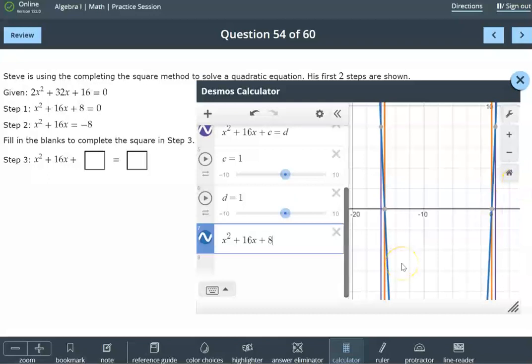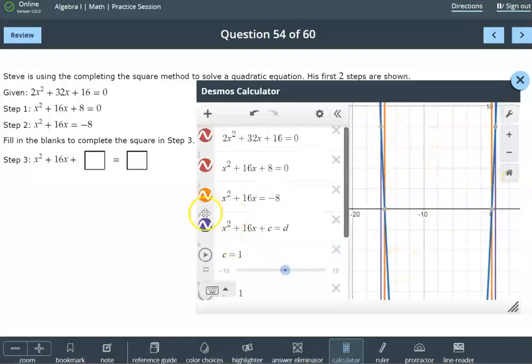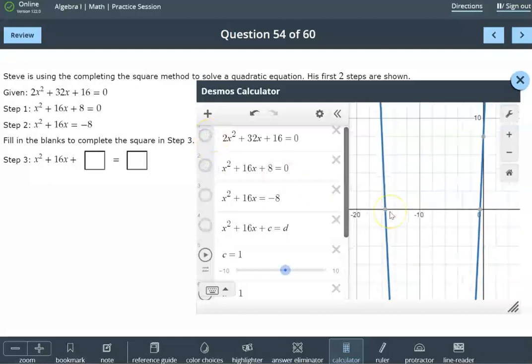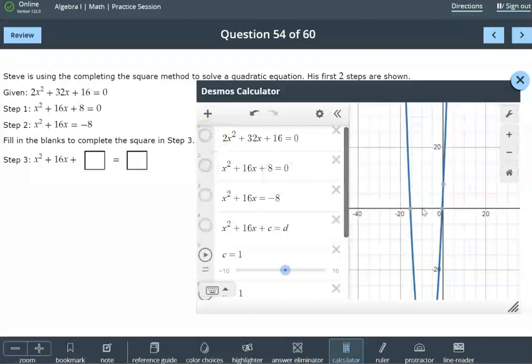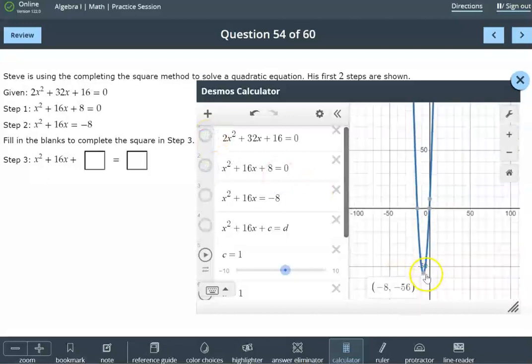Okay, and that will produce a parabola. The problem is this parabola is really big. I don't know if you can tell, but it's the blue one. Let me turn all this stuff off. You just click on these to turn them off. Let's focus on this blue parabola. This blue parabola goes way, way, way down. So if you click right here, the y coordinate of that parabola is at negative 56.